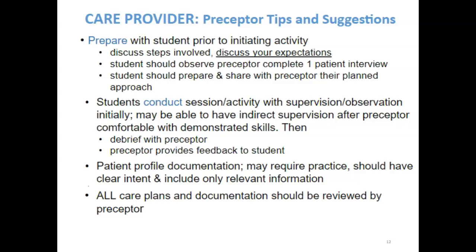Some of these may be over the phone. I'm not sure if you have a speakerphone where you can listen in. You might have to do some role playing. Again, please be creative. And then they can debrief with you after they've had their interaction with the patient, and you can provide feedback to them at that time.